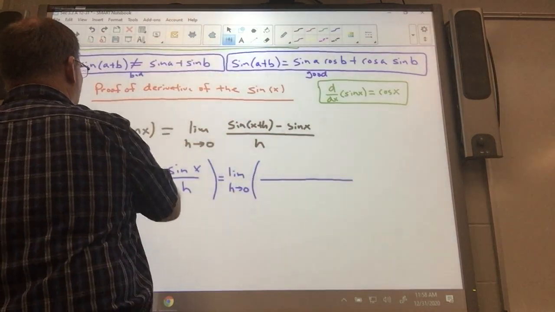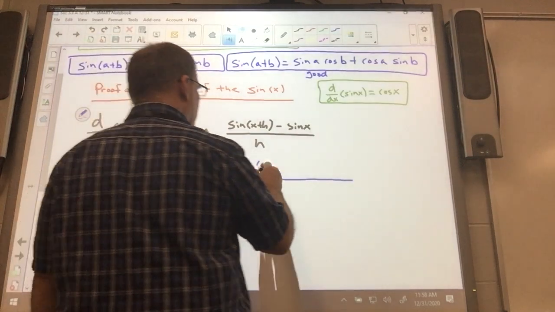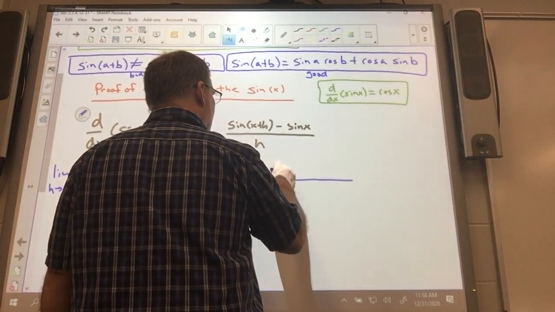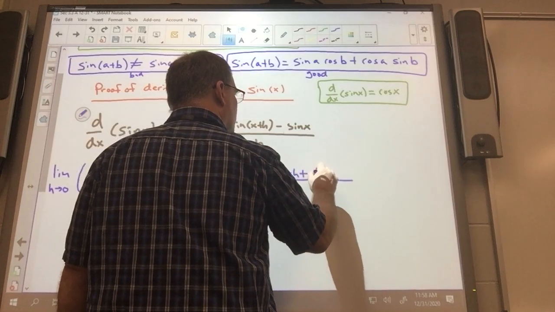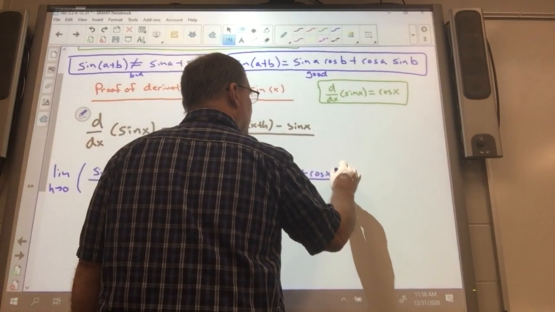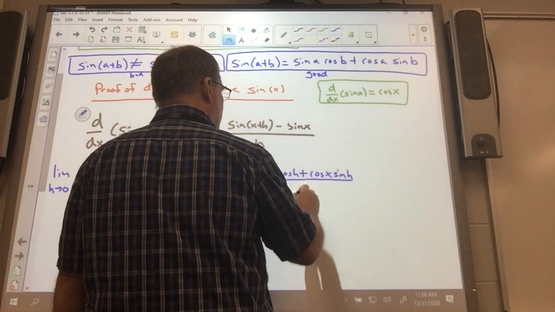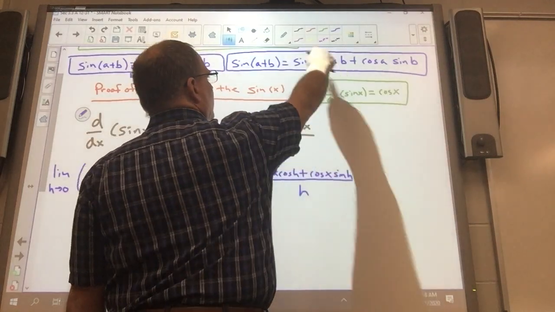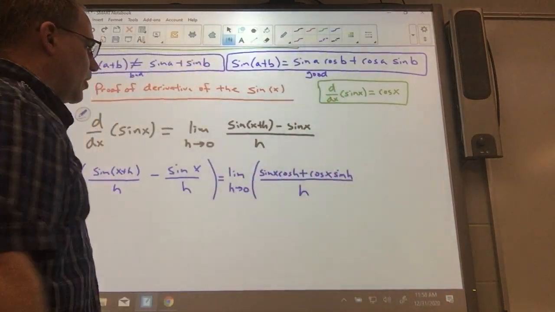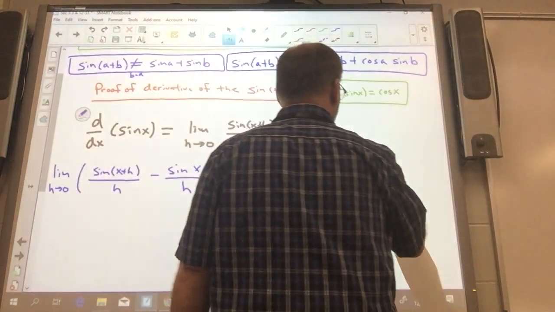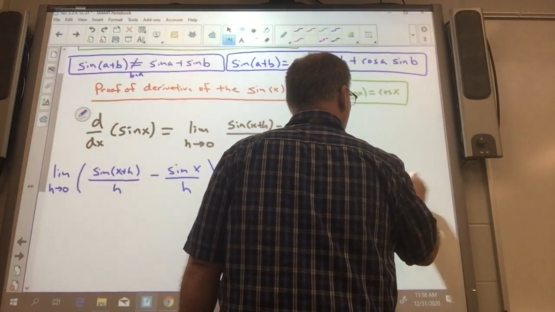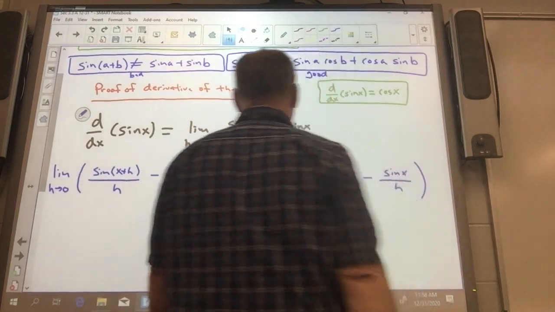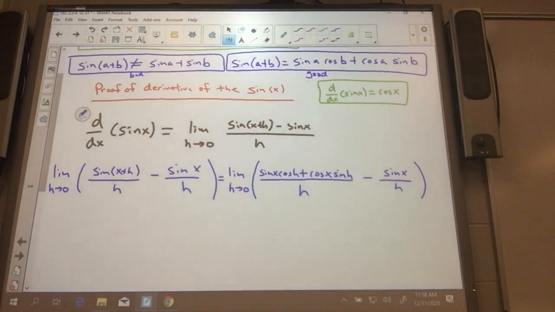So I'm going to do this sine of x plus h. That is going to be the sine of x cosine of h plus the cosine of x sine of h, and that's still all over h. Simply going through and using that identity up here to break it apart. And then the second one is still going to be the sine of x over h. So just going through and doing the expansion on the top there. Okay?